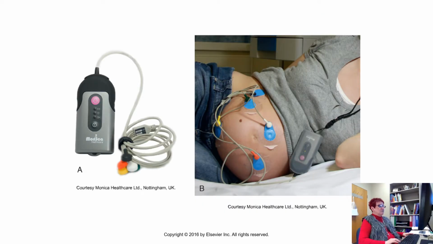Okay. This is something that's relatively new, and I've not seen this used, but I know some of the other larger facilities do. This actually uses Bluetooth to pick up heart tones and contractions, and women can often be up walking around with this. But again, I've not seen it used, but it's out there.